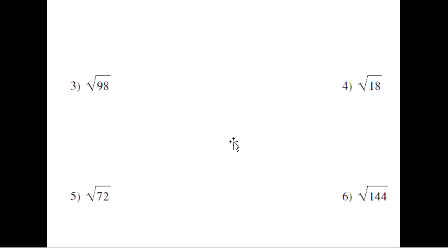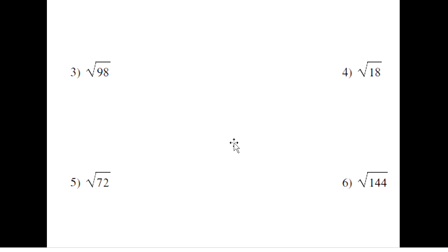Let's get down to number 3 and 4. We've got the square root of 98 here. On the square root of 98, we can break that into 24 times 4.